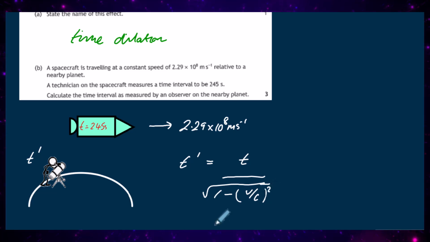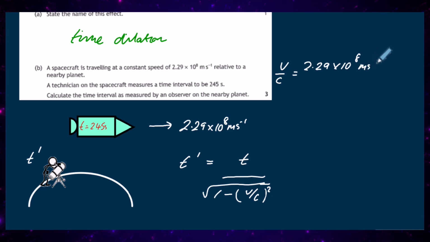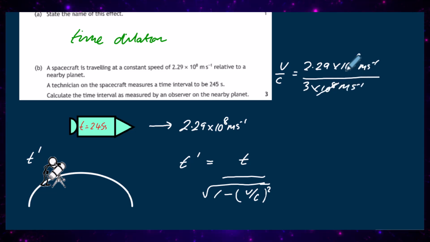Now, the v upon c part can be simplified because we can write v upon c as follows. v is going to equal 2.29 times 10 to the power 8 metres per second, and we divide that by 3 times 10 to the power 8 metres per second. And you can see things cancel out, the 10 to the power 8 metres per second, and you're left with just simply 2.29 divided by 3. So we can put in our values now.